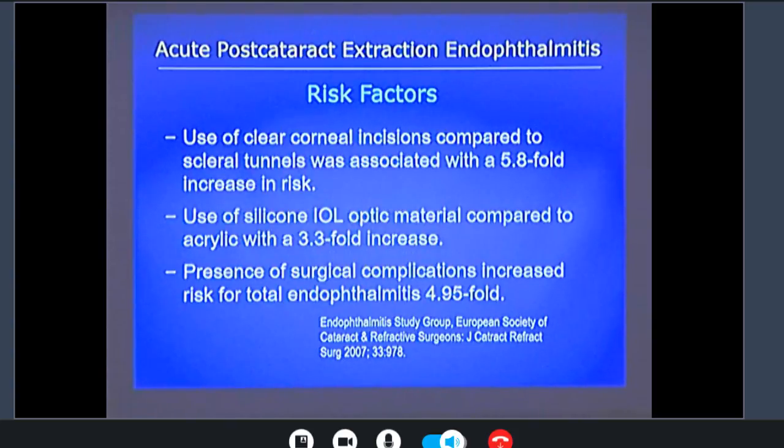So the first risk factor: use of clear corneal incisions compared to scleral tunnels, and this was associated with about a 6-fold increase in the risk. So clear corneal incision. So what should you do? Just put a suture.